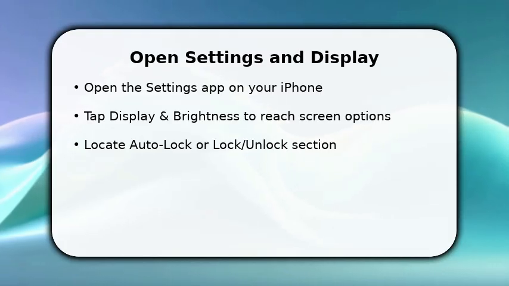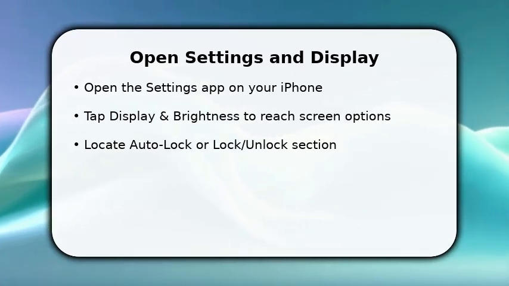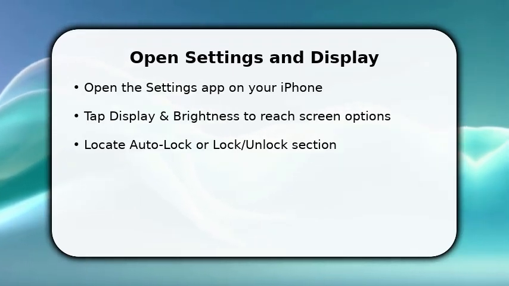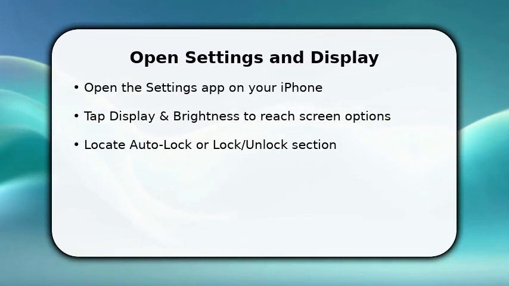You start by unlocking the iPhone and opening settings. This gets you to system controls fast. Next, tap display and brightness so you can access screen timeout controls. If you don't see auto lock immediately, scroll. Apple sometimes moves related options depending on model and iOS version.